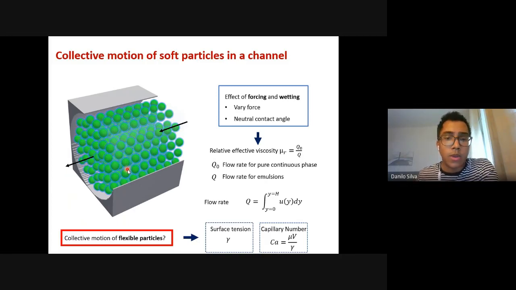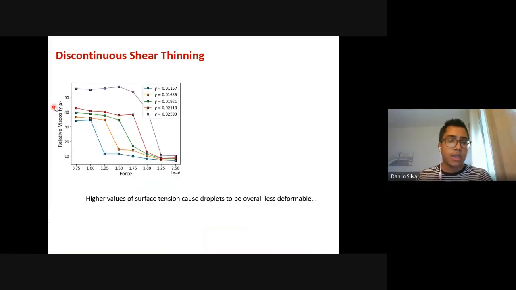Since we want to study this collective motion of flexible particles, the parameters we looked at were the surface tension and the capillary number. The capillary number is basically the viscous effects over the surface tension. By plotting the relative viscosity against the force for different surface tensions, so for different stiffness of the droplets, we can see a discontinuous drop in the viscosity.